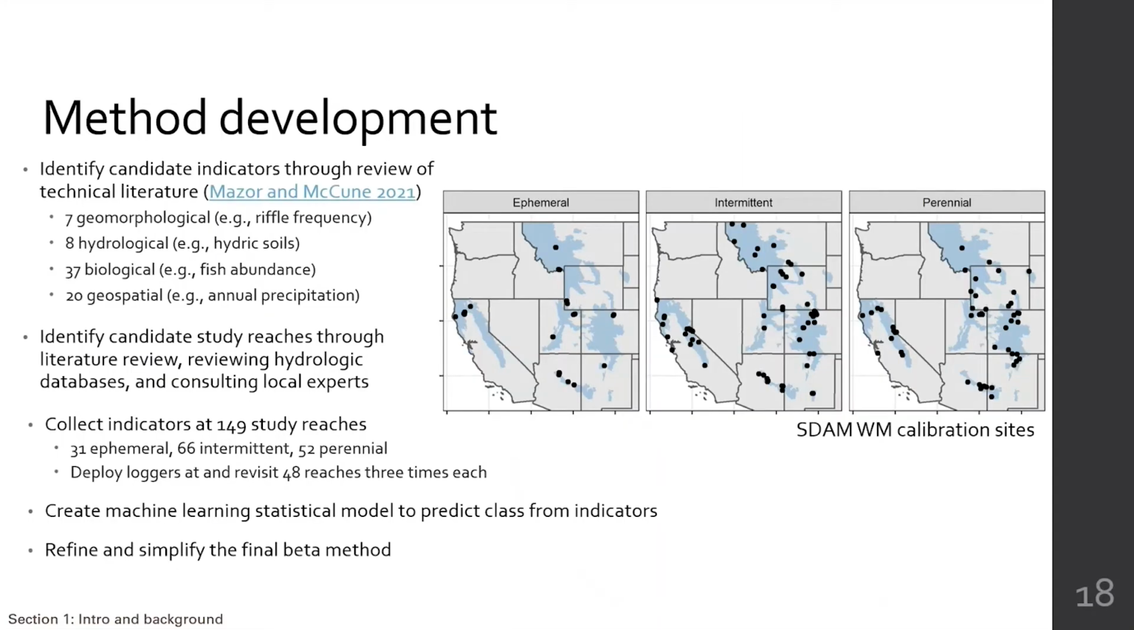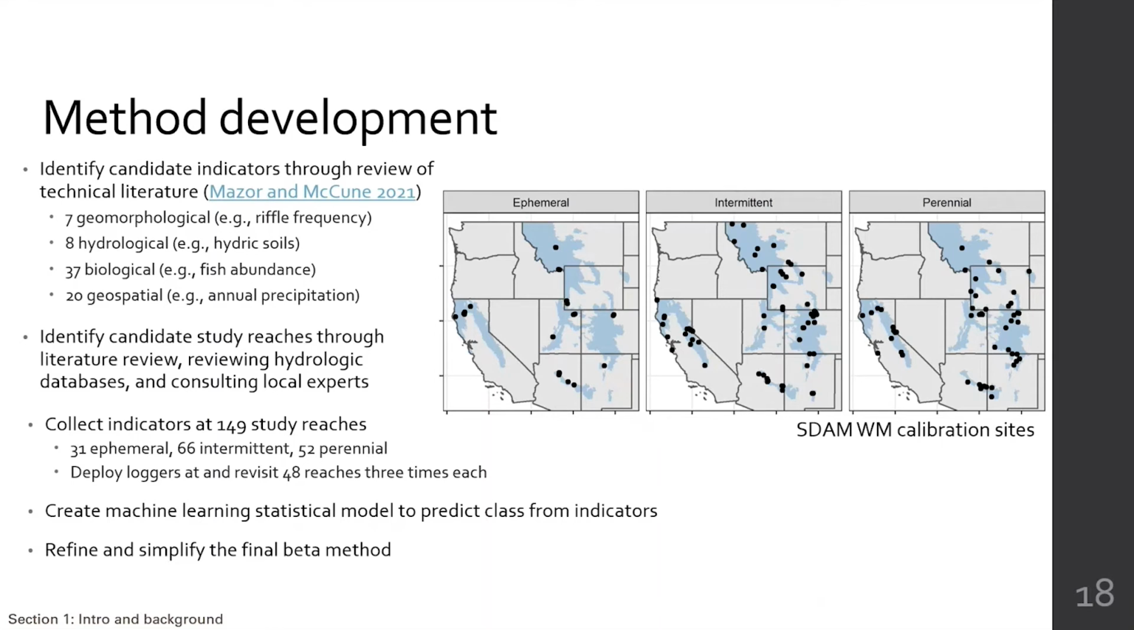The method was developed following the same process we used for the arid West. We first did a literature review to identify candidate indicators in the technical literature. These were either used in other SDAMs in other parts of the world, or they were well defended and substantiated in the technical literature and the scientific literature.